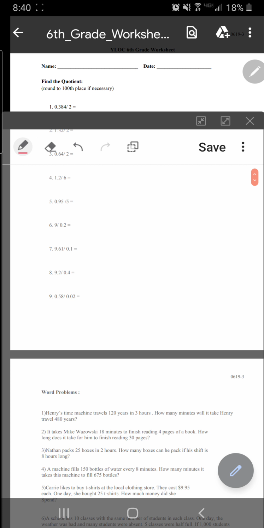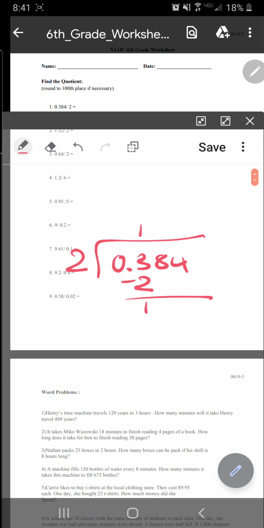So we'll start off with the first problem, which is 0.384 divided by 2. So don't focus on the decimal just yet. Just focus on 3, 8, and 4. So 2 can go into 3 once. If this is going too fast, you guys can always pause. 2 goes into 18 9 times. Minus 18. Bring down the 4. 2 can go into 4 twice.